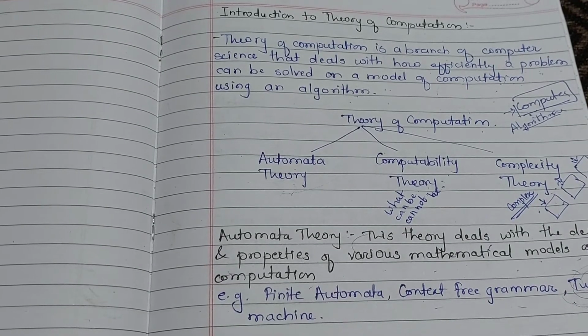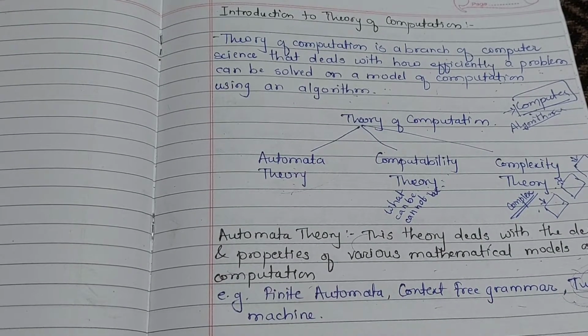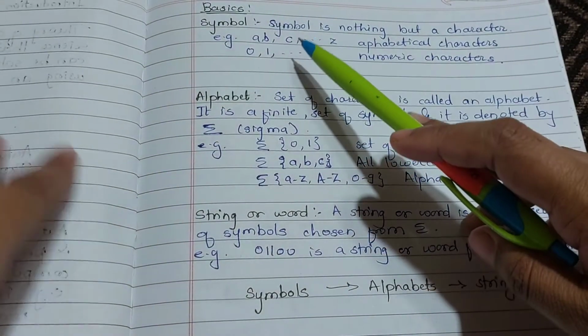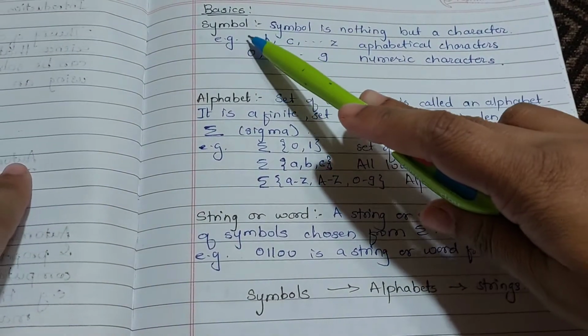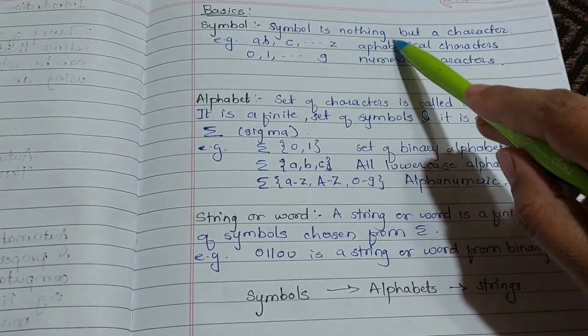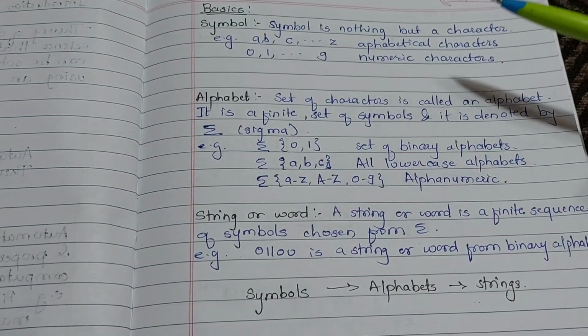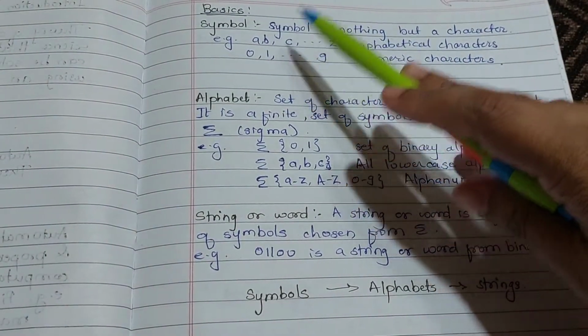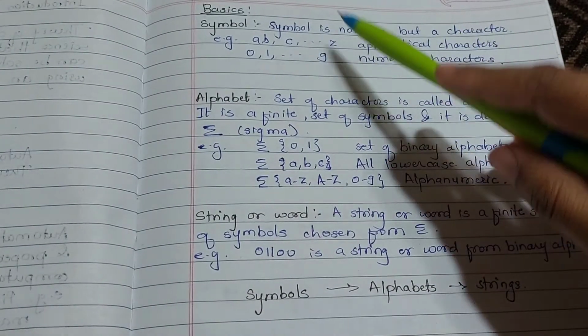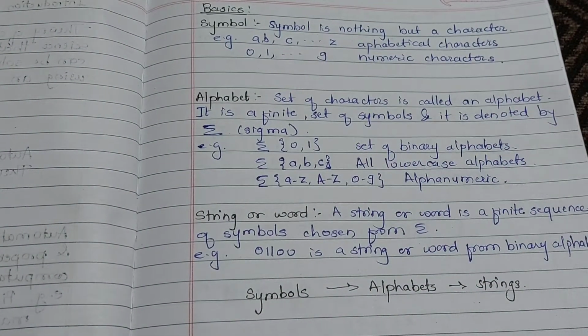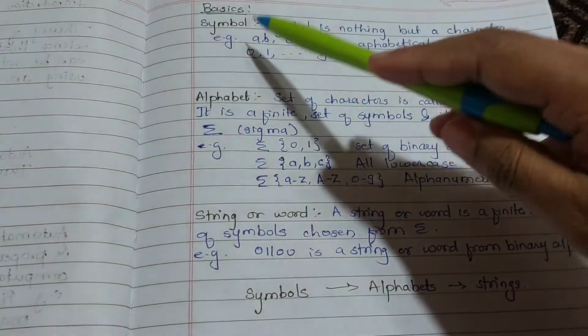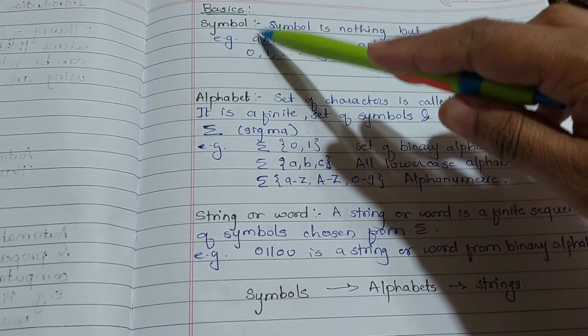Next we're going to discuss the basics required for theory of computation. These are the basics required for a particular language. The first one is the symbol. A symbol is nothing but a character. Any character we can say is a symbol. Don't get confused with the alphabets, the English alphabets. Here we're going to consider it as a symbol.